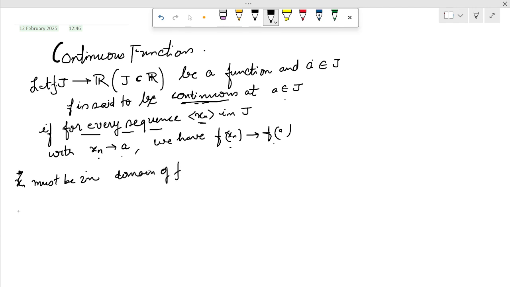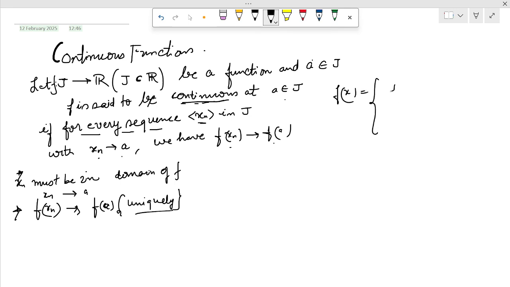And secondly, this limit of f(xn) must be unique and uniquely assigned to f(A). If I'm talking of xn converging to A, then f(xn) must converge to f(A) uniquely. If it is not the case, if the limit is not unique, or in fact it is not equal to f(A), we'll say that function f is discontinuous at point A. We have taken enough examples to show the same. One of the examples that we took was f(x) equals 1 if x is rational and 0 if x is irrational. This is a celebrated function called the Dirichlet function, and we showed that this is discontinuous at each point.